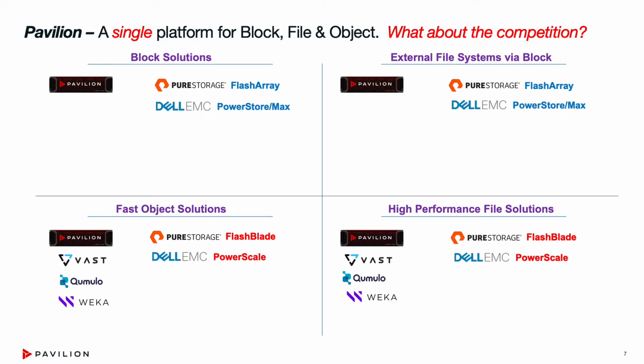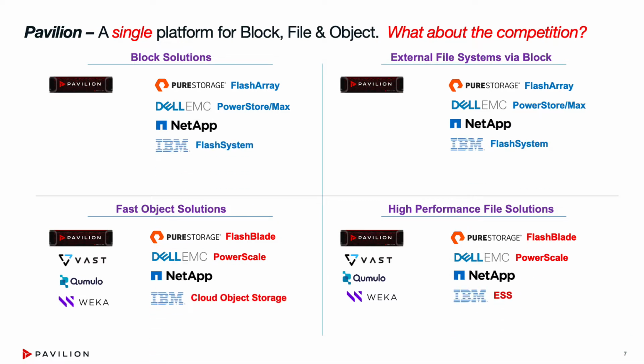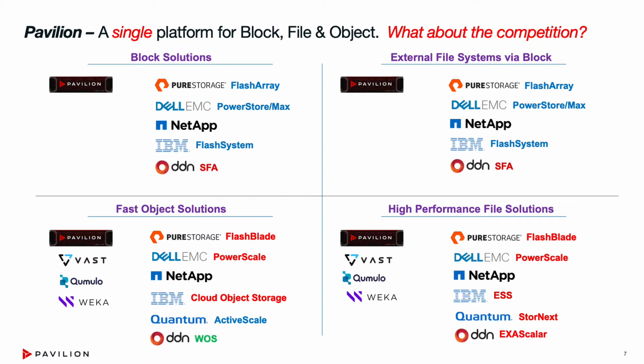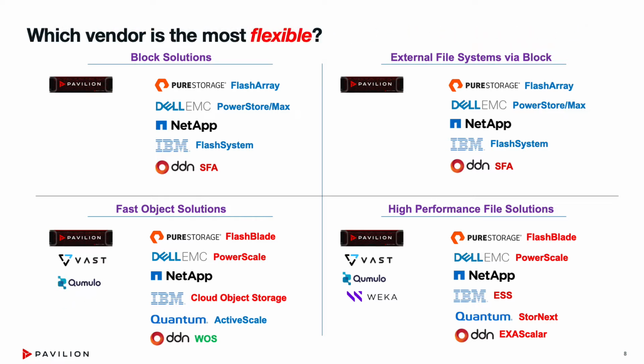Dell EMC requires a different platform for block, and a different platform for file and object. NetApp, same platform for all 4. IBM requires FlashSystem for block, FlashSystem for an external file system, or ESS for a high-performance file system, or IBM Cloud Storage for object. Quantum, ActiveScale and StorNext. DDN, different platforms, SFA versus EXAScaler versus their WOS.